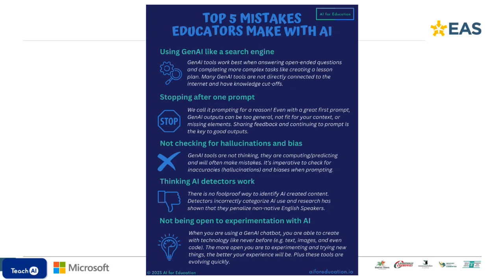So really, the top 5 things that we want to get away from, and today we're going to focus on making sure that when we use our generative AI prompting, we're not going to be using it like a search engine, and we're not going to stop after that one prompt. We're really going to think about how we can develop and define our prompts as we go through as well.